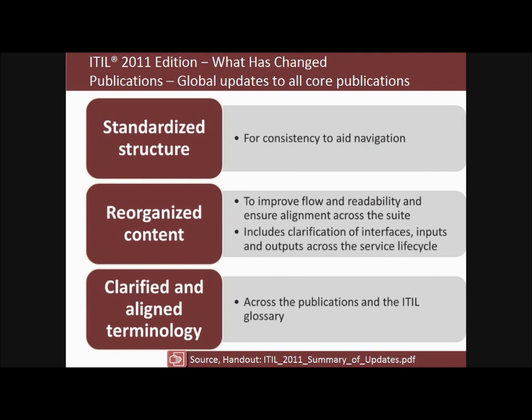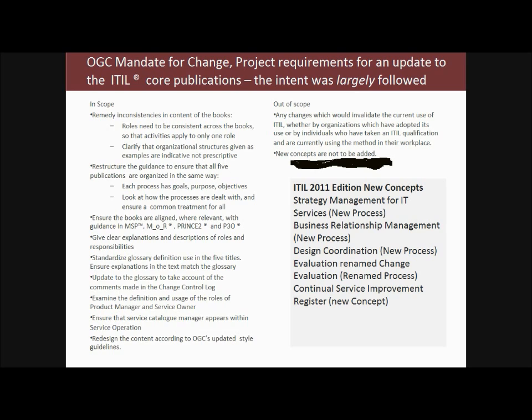What they were going after was a standardized structure, reorganized content, and clarified and aligned terminology. Let's rationalize this so that when you go from book to book, or process to process, it's not different. That was the mandate. If you look at this slide, you'll see that out of scope was that no new concepts were to be added. Well, guess what? In grand OGC style, as they did with the V2 to V3, not exactly following the mandate. So 95% follows this mandate, but there's another 5% which is new concepts added.